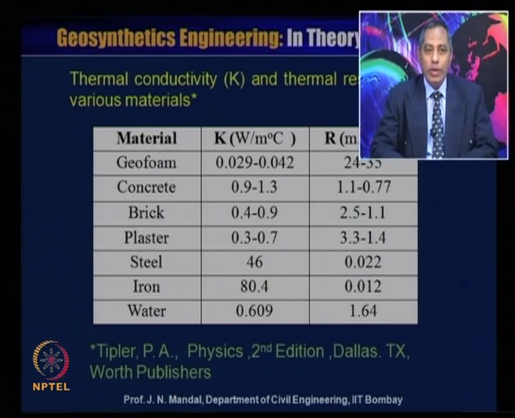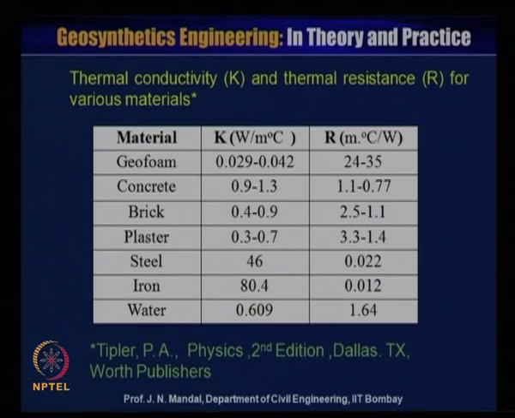If it is iron, the thermal conductivity K value is 80.4 watt per meter degree centigrade and thermal resistance R value is 0.012 meter degree centigrade per watt. If it is water, the thermal conductivity K is 0.609 watt per meter degree centigrade and thermal resistance R is 1.64 degree centigrade per watt. This table is given in Tipler, Physics, 2nd edition, Dallas, Texas, Worth Publishers.